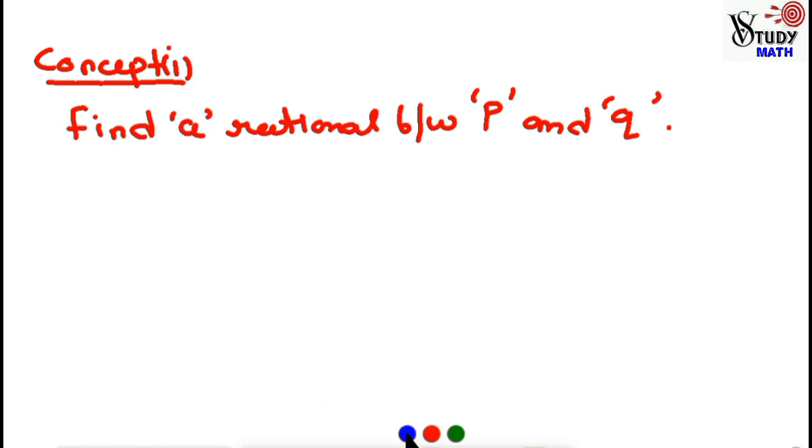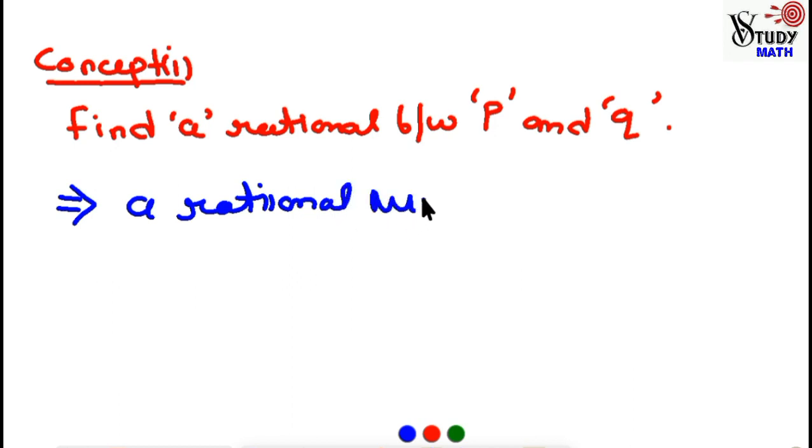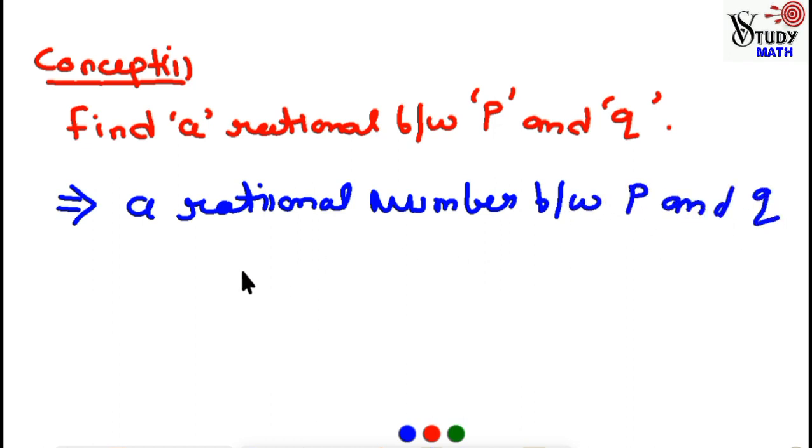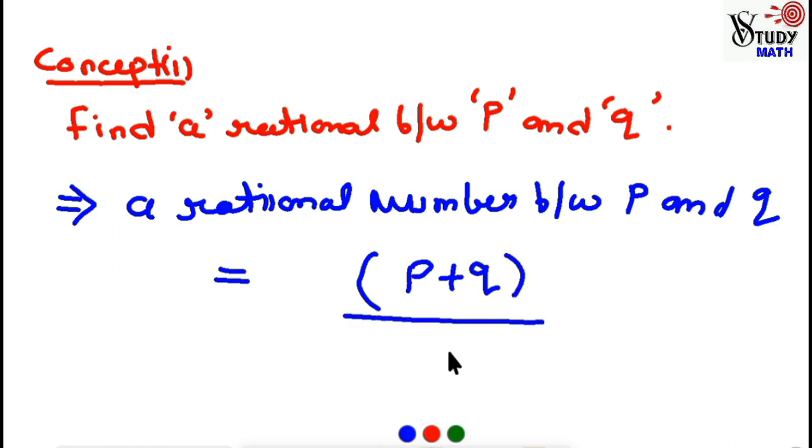So now what is the process? Our formula is that a rational number between P and Q is equal to, we have to do the sum of both the rational numbers and divided by 2. This is one rational number between two given rational numbers.